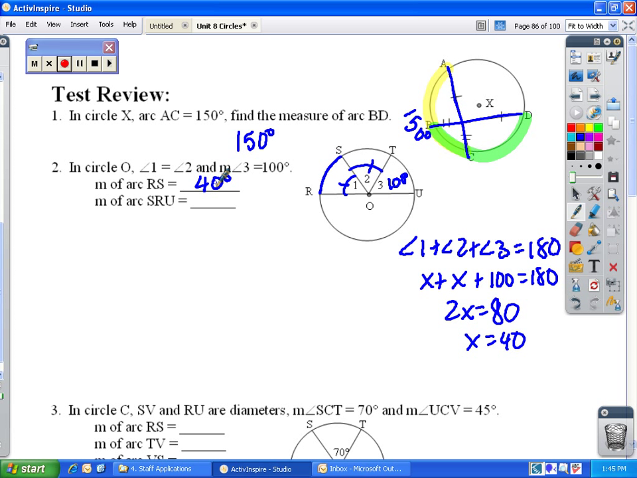Now we want the measure of arc SRU. So that's got 3 letters, which is going to remind us that it's a long arc. It's a major arc. So from S to R all the way around to U. Now, we just determined that this part was 40 degrees, and the rest of the circle is 180. So 40 plus 180 is 220 degrees.